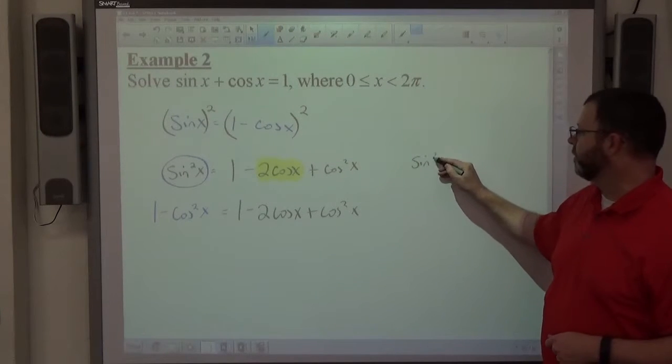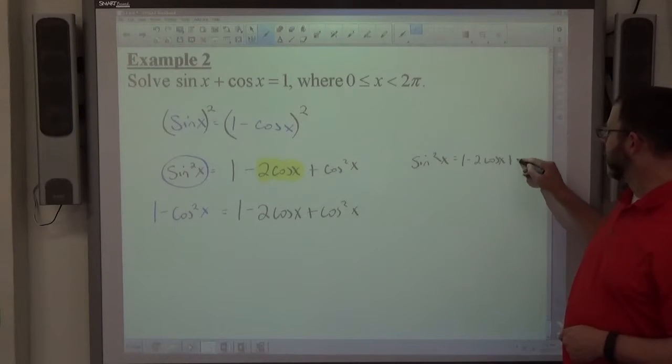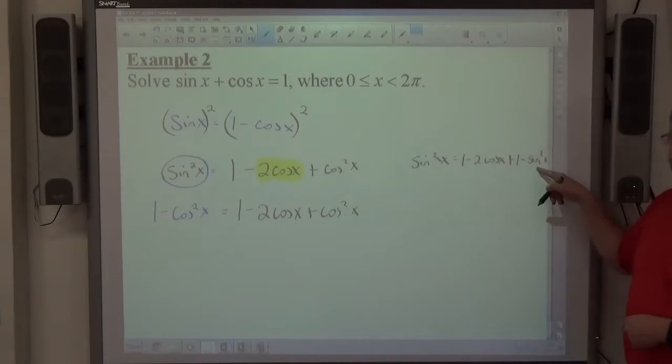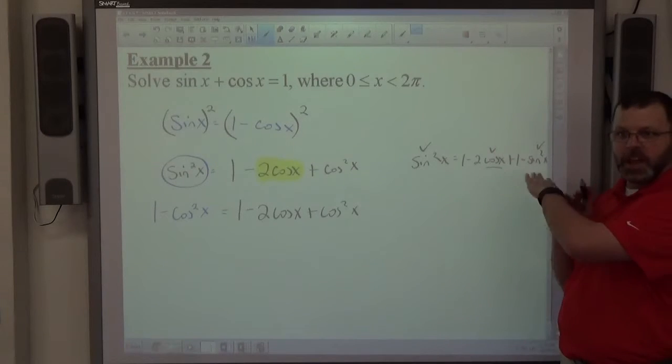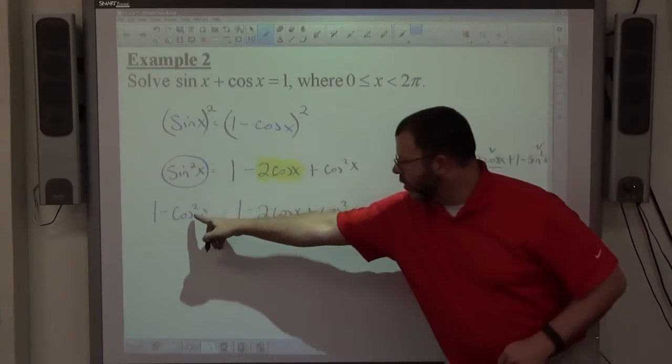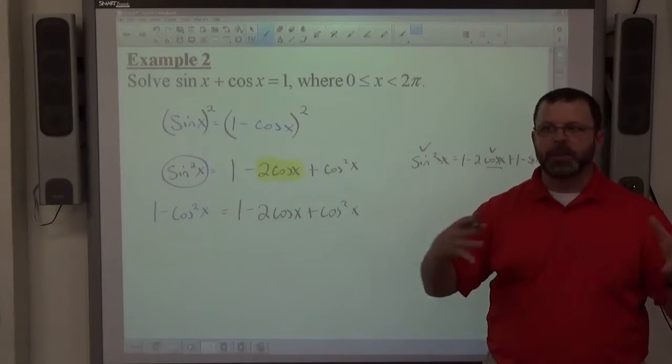Sine squared of x equals 1 minus 2 cosine of x plus 1 minus sine squared of x. If I had changed this to this, sine squared, cosine, different trig functions, the same problem. That's not going to be easy to solve. Cosine, cosine, cosine, everything's cosine, that one's going to be easy to solve. So you have decisions to make.